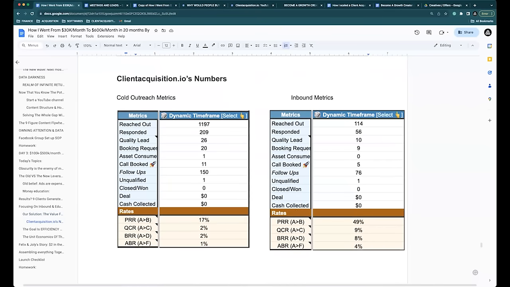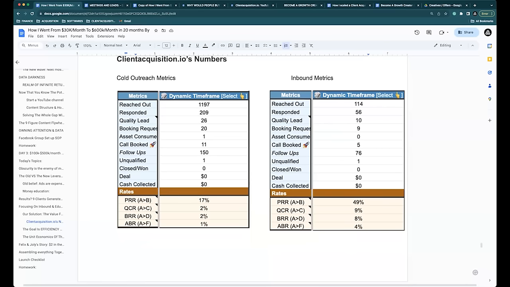So let's compare cold outbound. And these are live metrics from my team, okay? Look at these numbers. And this is the same timeline, by the way. So this is over like 20 days or so. 1,100 people reached out to. 200 people responded, which is a 17% reply rate. Then 2% qualified, and booking requested, 2%, right? And then 11 calls booked, which is 1% of the total outreach. So you do 1,000 outreach, you get 26 qualified leads, you send 20 of them a booking link, and then you book them on a call. Does that make sense? This is from cold outreach.